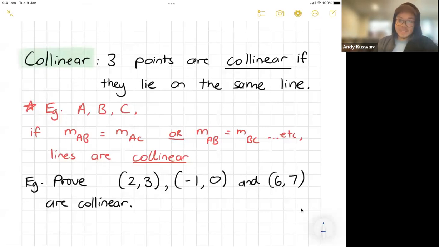Generally there's 3 points, A, B, and C. If you can find the gradient between A and B, for example, and A and C, and you show that they're exactly the same, they should be collinear. Or it could be the gradient of AB equals the gradient of BC. As long as you've proved that two different pairs have the exact same gradient, you've proven that they are on the same line.